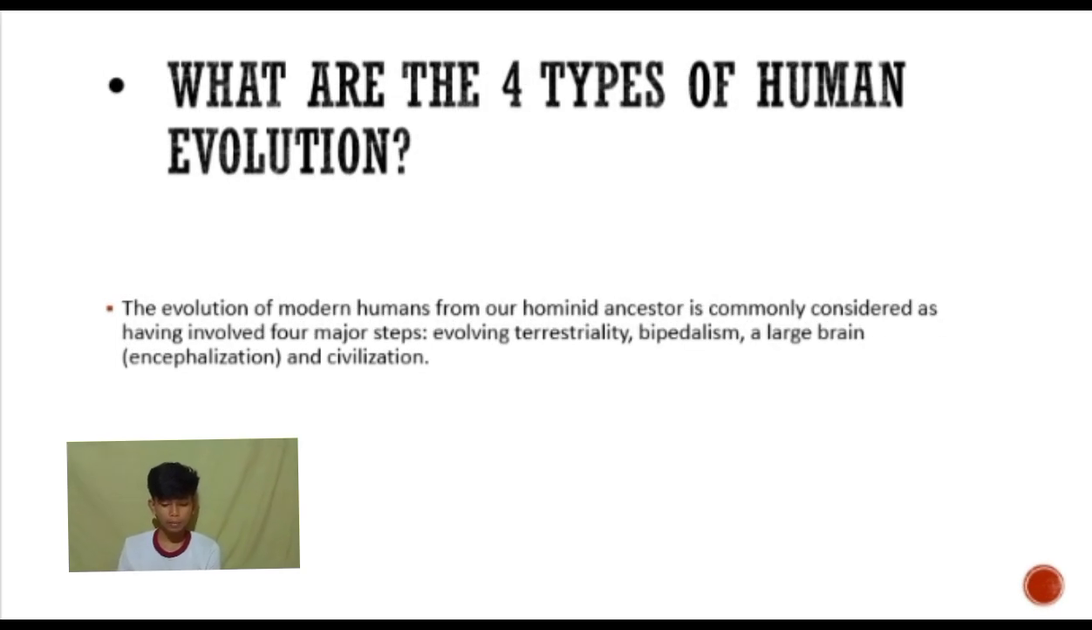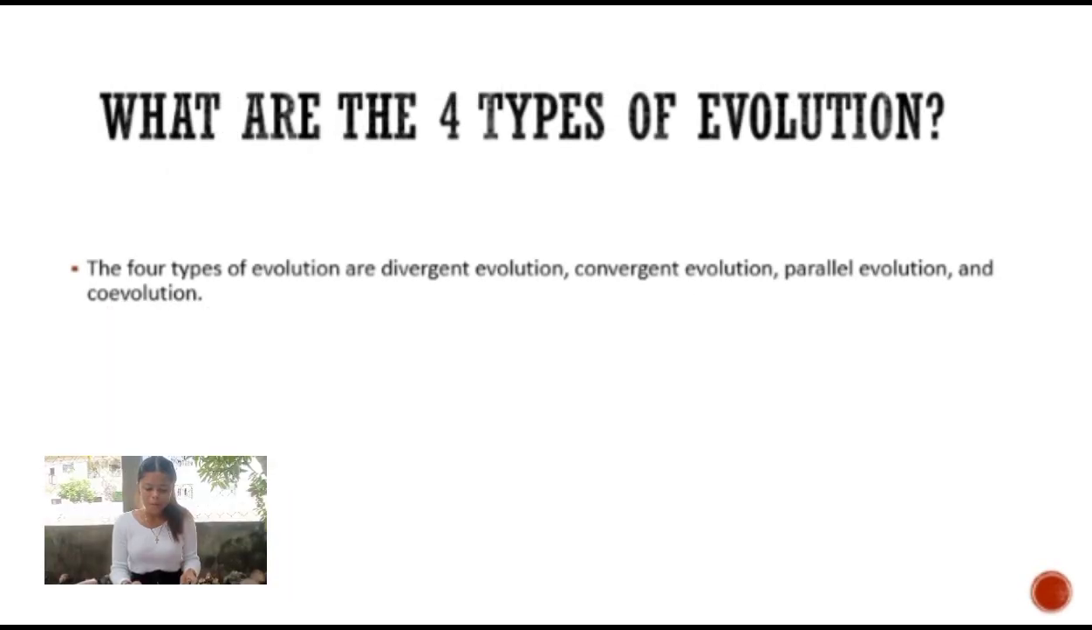What are the four types of human evolution? The evolution of modern humans from our hominid ancestor is commonly considered as having involved four major steps: evolving terrestriality, bipedalism and large brain, encephalization, and civilization. What are the four types of evolution? The four types of evolution are divergent evolution, convergent evolution, parallel evolution, and coevolution.